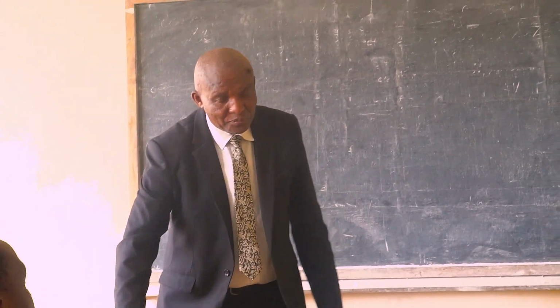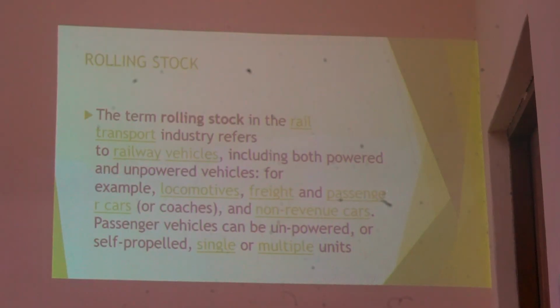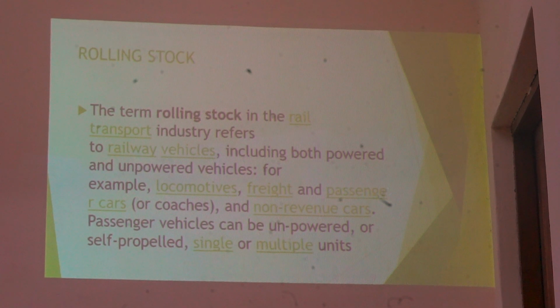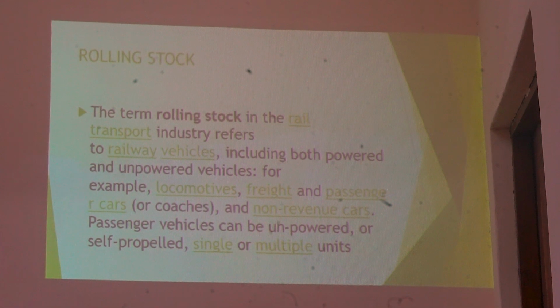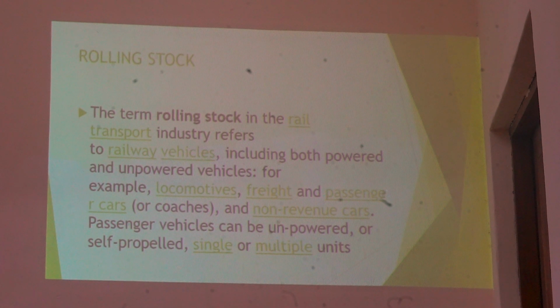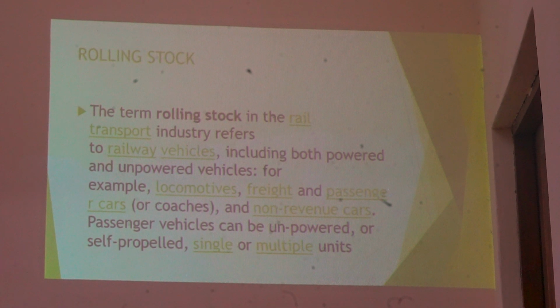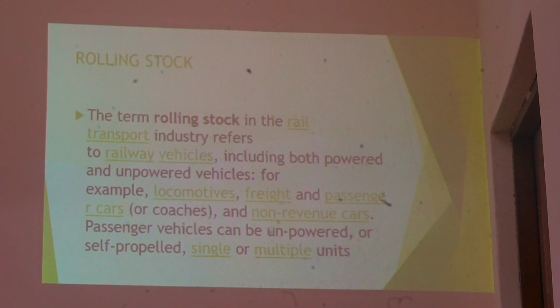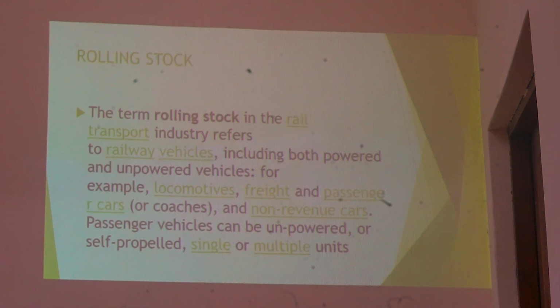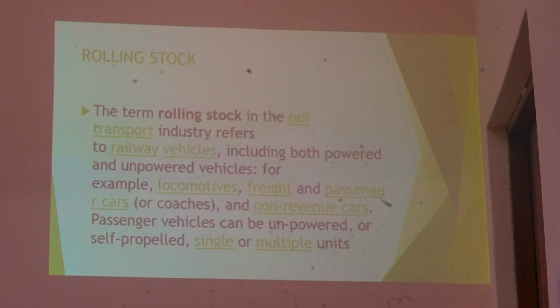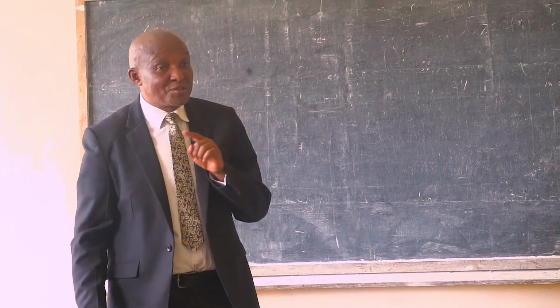Rolling stock. The term rolling stock in the rail transport industry refers to railway vehicles, including both powered and unpowered vehicles. For example, locomotives, freight and passenger cars or coaches, and non-revenue cars. Passenger vehicles can be unpowered or self-powered, single or multiple units. So this is rolling stock.